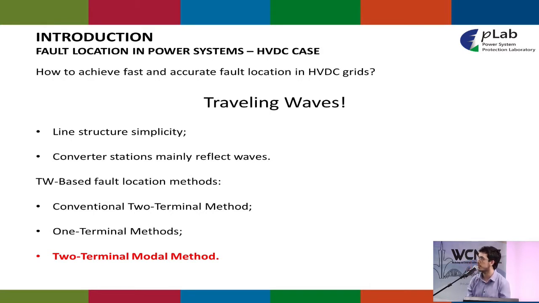One possible solution is by using traveling waves. Traveling waves in HVDC systems have the advantage of the line structure simplicity of the HVDC systems, and also the fact that converter stations mainly reflect waves rather than transmit them. And there are a lot of traveling wave-based fault location methods, such as the conventional two-terminal method or one-terminal methods, but our work focuses on a two-terminal model method based on aerial and ground modes.